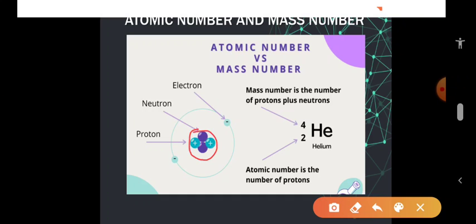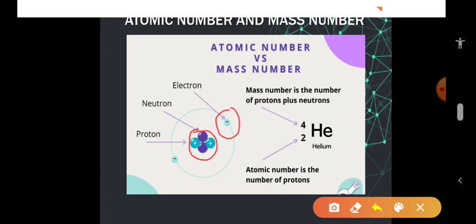So around this nucleus we have electrons. Here we have a number of electrons in the outer orbits, and we also have different orbits: K shell, L shell, M shell, N shell. That and all we already saw in the previous video.